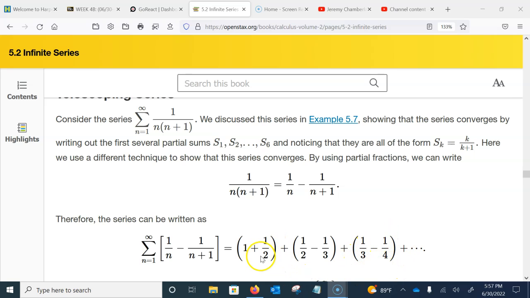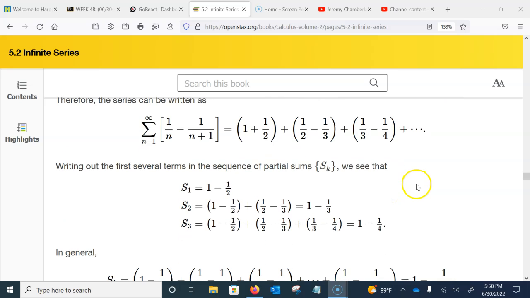Notice the minus 1 half and the 1 half add to 0. The minus 1/3 and the 1/3 add to 0. The minus 1/4 and the 1/4 would add to 0. The minus 1/5, and if I kept going, these interior components would continue to add to 0. The only thing that would remain at the end is a 1, and this last kth term in the partial sum. So a 1 would remain, and 1 over k would remain if this were from n equals 1 to k.